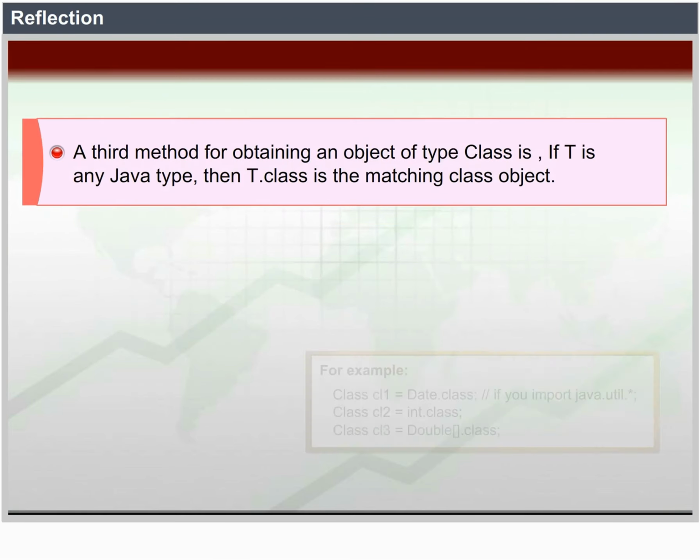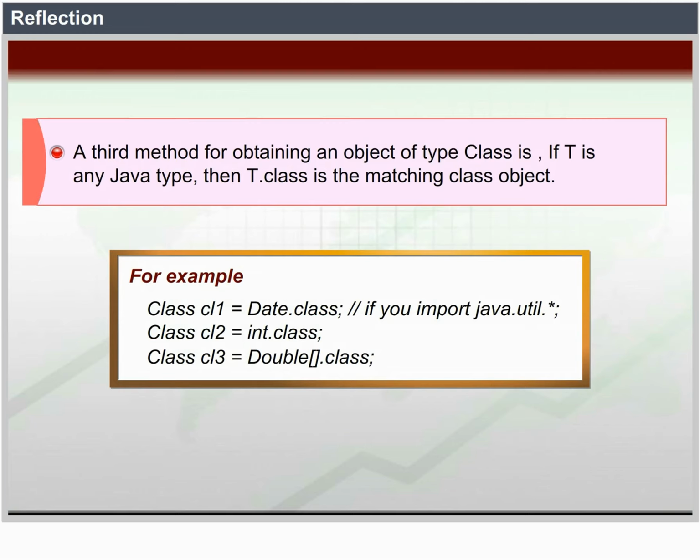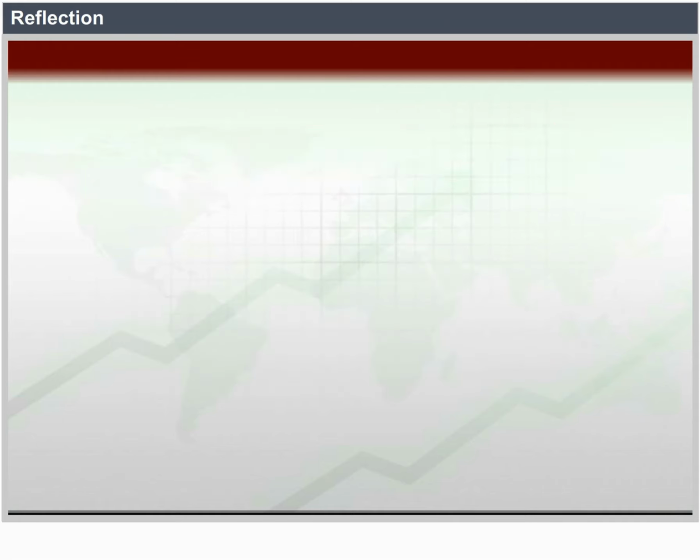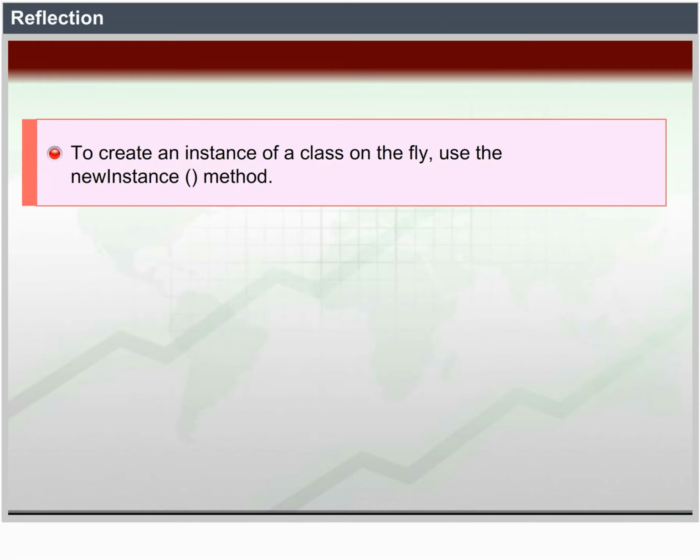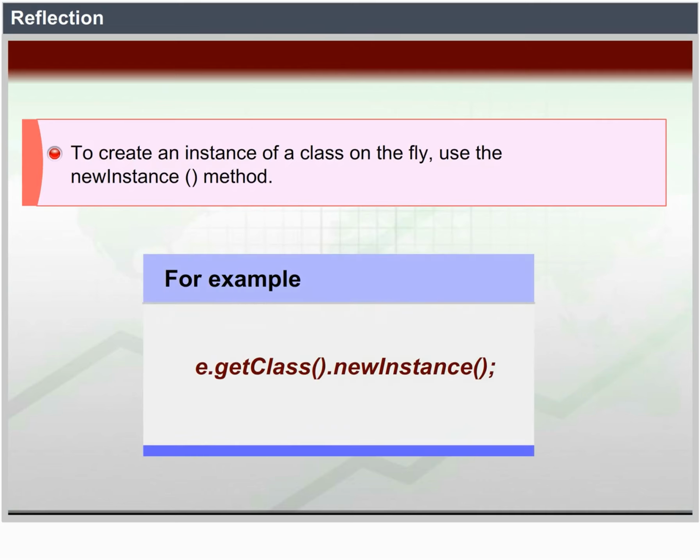Another method for obtaining an object of type Class is, if T is any Java type, then T.class is the matching Class object. For example, Class cl1 = Date.class, if you import java.util.*; Class cl2 = Integer.class; Class cl3 = double[].class. To create an instance of a class on the fly, use the newInstance method. For example, e.getClass().newInstance().